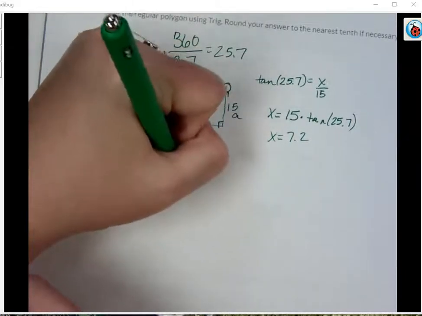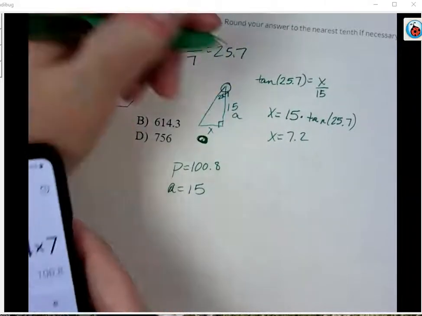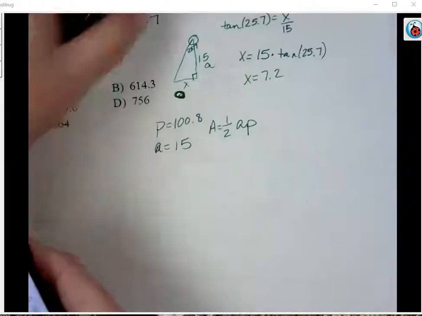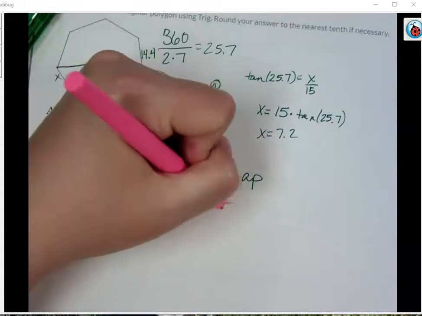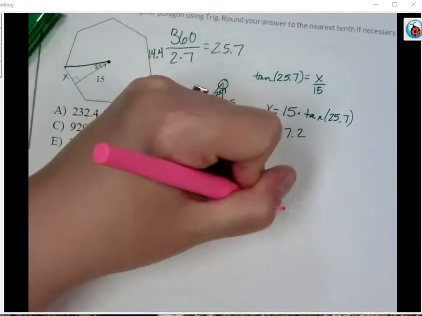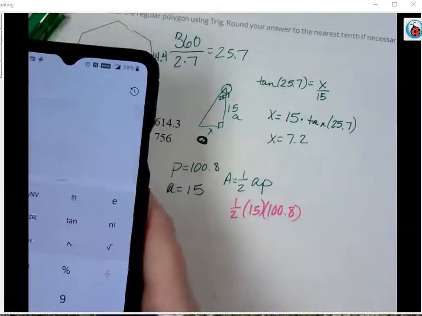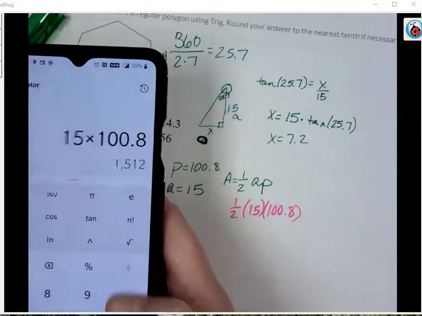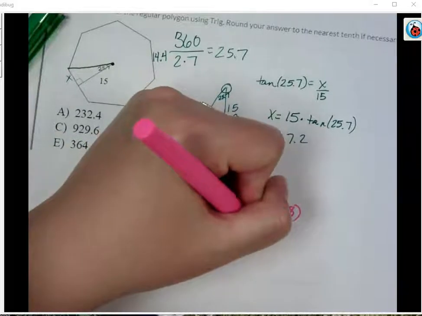My apothem, lowercase a, is 15. We're ready to plug everything into our formula. Area is going to be 1/2 AP. 1/2 apothem times perimeter. So it's going to be a big number. That's okay. 15 times 100.8 divided by 2. 756. Is that one of our answers over here?